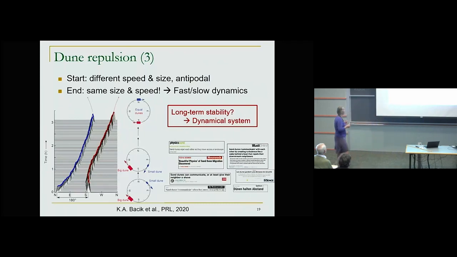This is just 3 hours, but the dunes are kind of drifting apart again. So there's some fast dynamics, where they come together and seem to be in some quasi-equilibrium, and then they move apart again. And this indicates that there's perhaps a different long-term stability.